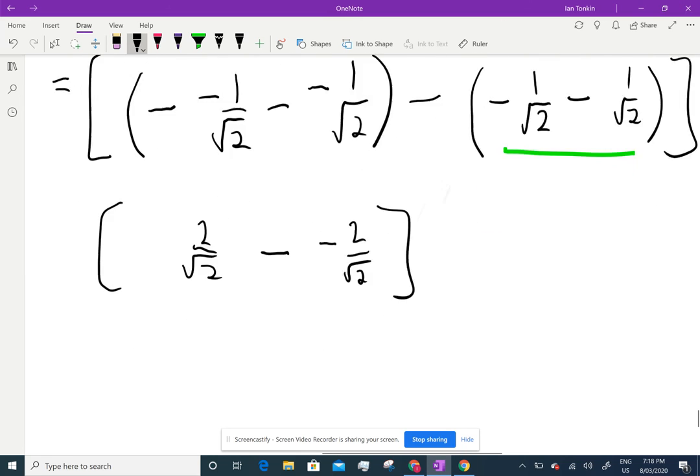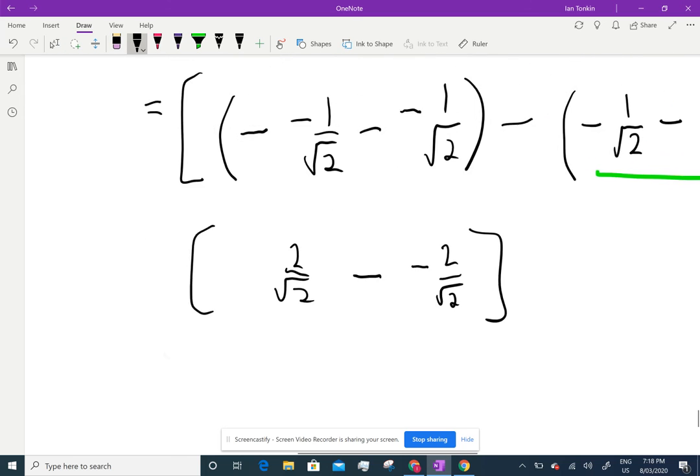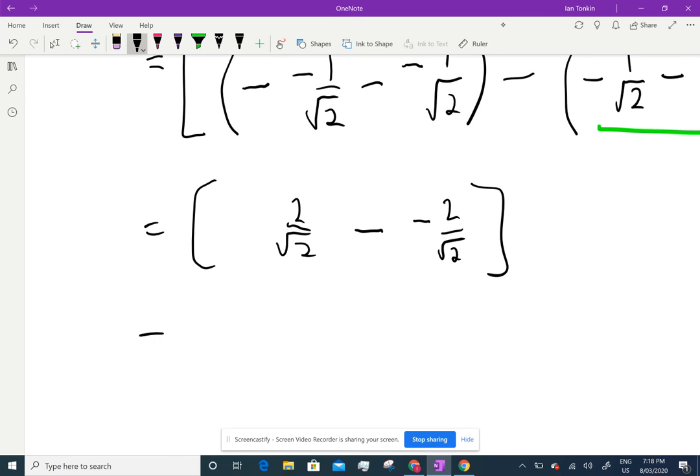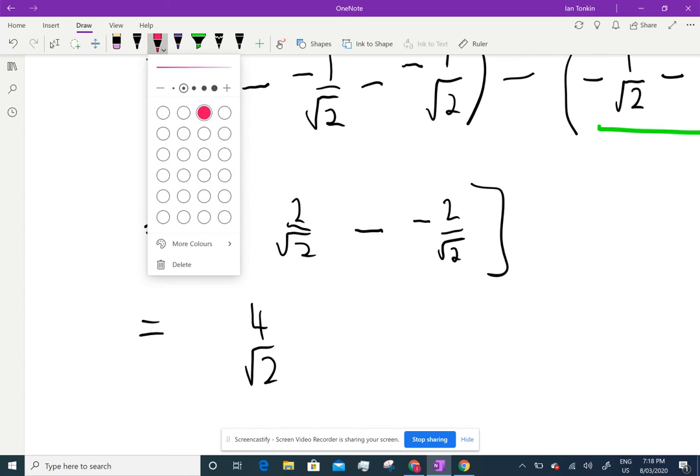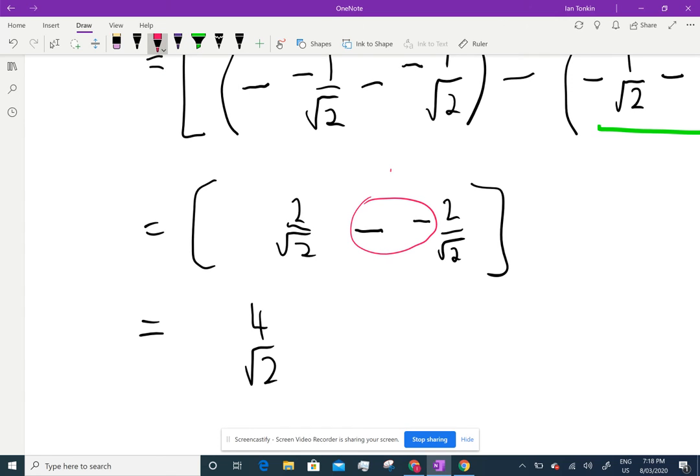Oh, great. A negative and a negative is a positive. So I'm going to get 4 on root 2, because this bit here is going to become plus, and 2 plus 2 is 4. And the denominator stays the same.